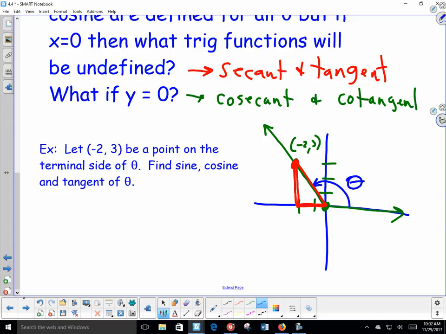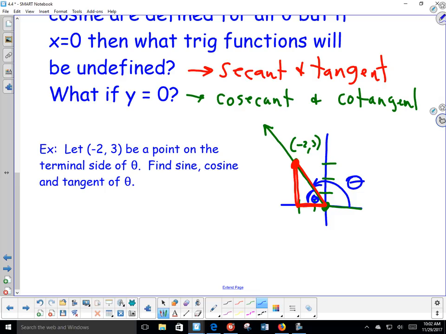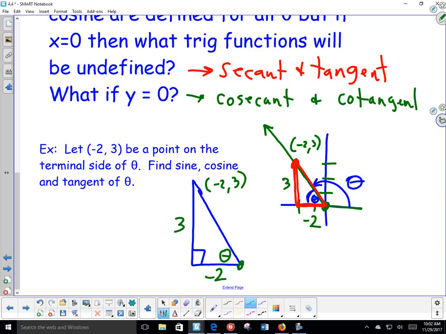The reference angle for theta is really going to be this angle right here. So that's going to be your angle theta. What we're really interested in is this triangle right here. I'm going to blow it up a little bit bigger. This is a right angle. This is our angle theta. This is (-2, 3) over here. So this is -2, this is 3. Right here's (0, 0). That's -2. That's 3.